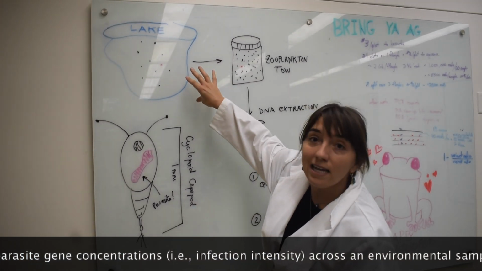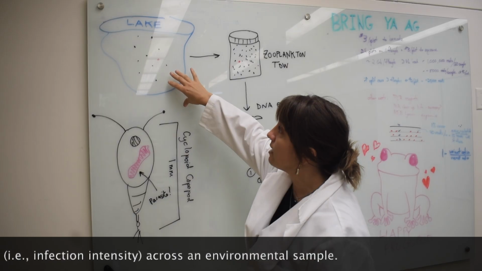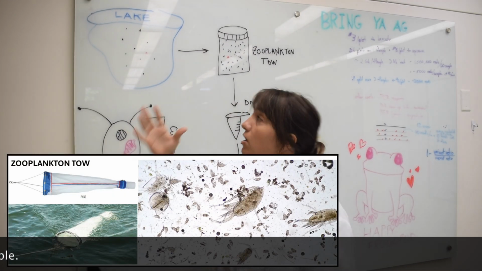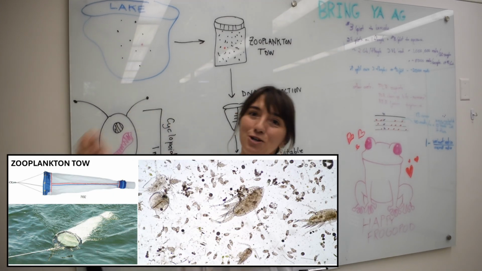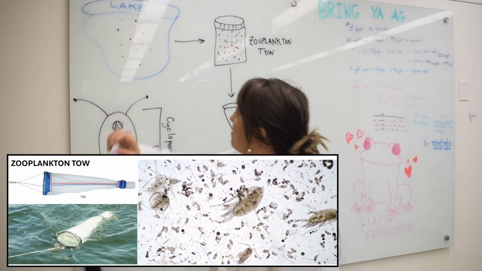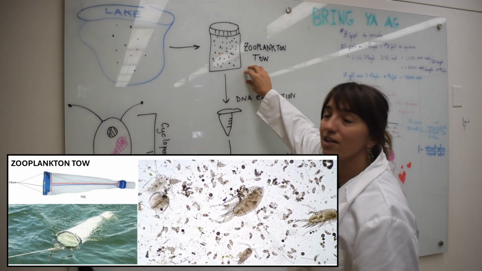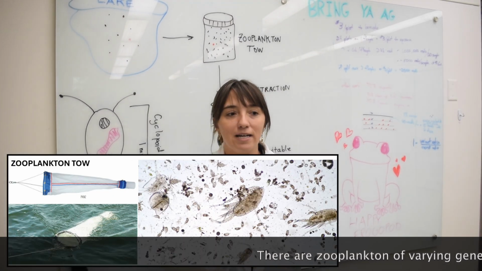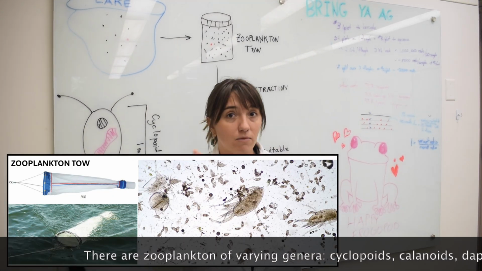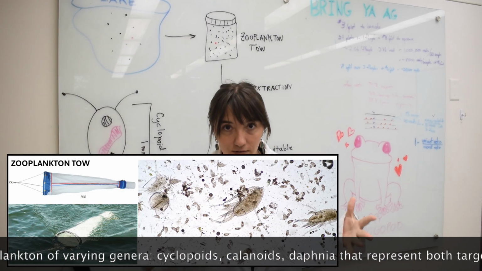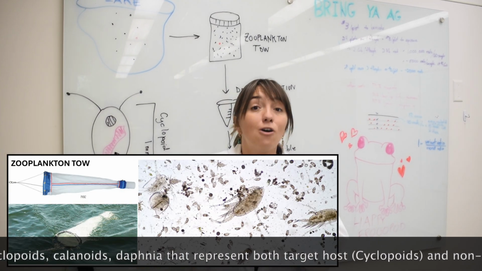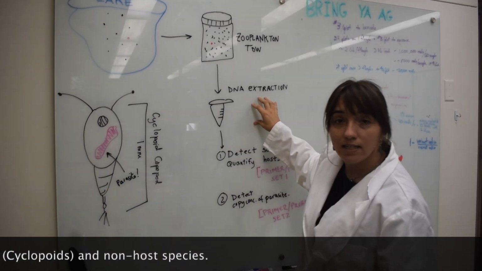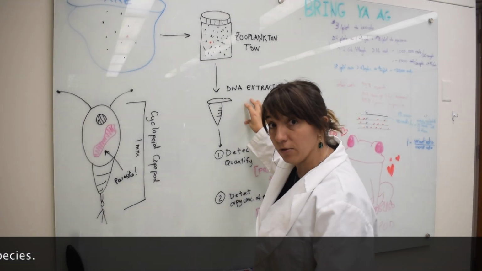Just to give you a bit of background on where these samples come from, we can think about the lakes where we actually got them. Imagine there's a bunch of zooplankton that occur in the water column. We're out here throwing tows, collecting animals. Those animals get concentrated into a sample. Within this sample, you have algae and zooplankton of varying genera, cyclopoids, calanoids, daphnia, so both target host and non-host species. From there, we're going to be extracting DNA of the entire sample.